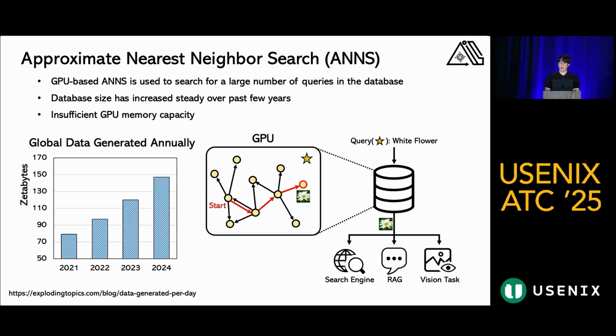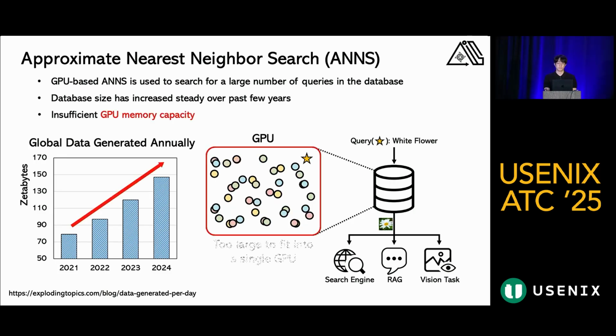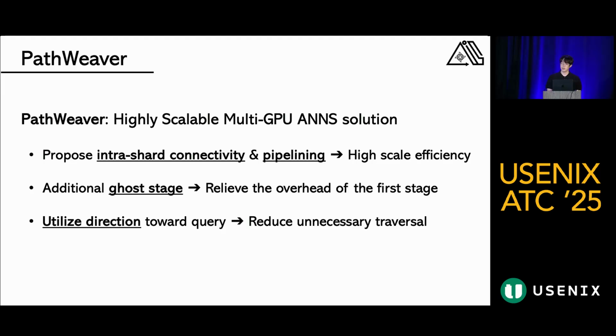Graph-based ANNS connects relevant data into a graph, reducing the search space and enabling fast querying. And GPUs with high bandwidth and many compute units are well suited for high throughput ANNS. However, as global data has grown, databases have become too large to fit into a single GPU, creating a major challenge. To solve this issue, we present PathWeaver.